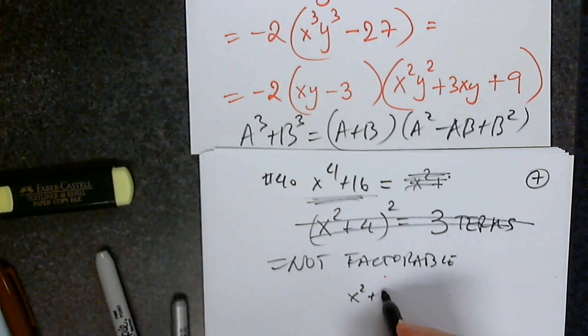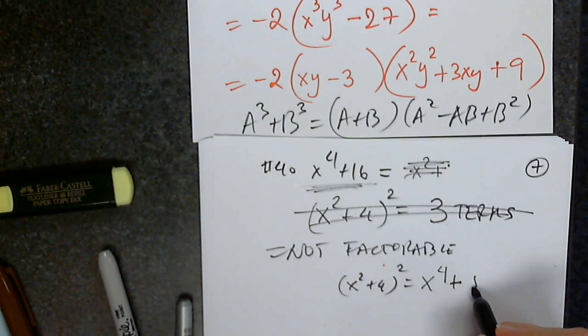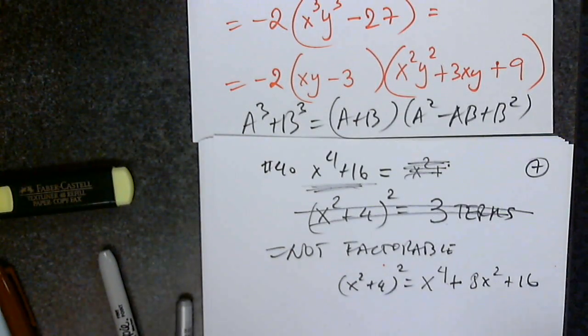You cannot write x squared plus 4 squared because that would be x to the fourth plus 8x squared plus 16. And you don't have 8x squared on the left. Remember, a binomial squared is 3 terms. If you start with 2 terms, you cannot equal it to a binomial squared. Good. Anything else?